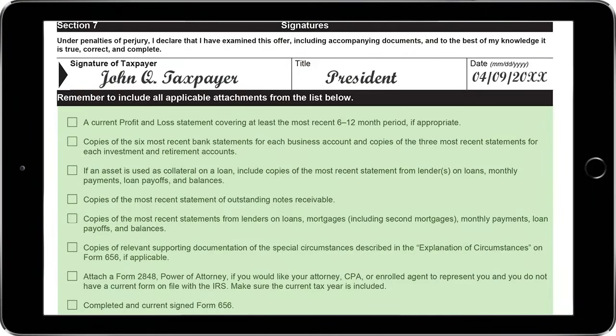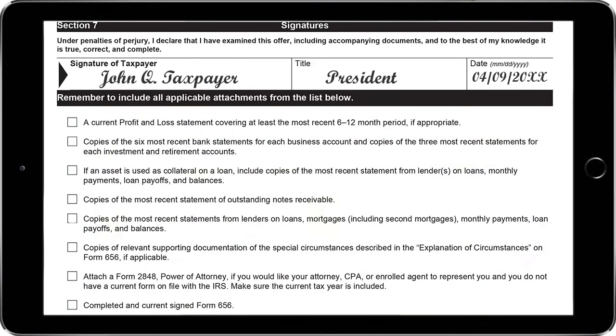Make sure you include all applicable attachments and signatures. Let's briefly go through them. A current profit and loss statement, covering at least the most recent 6 to 12 month period, if appropriate. Copies of the 6 most recent bank statements for each business account, and copies of the 3 most recent statements for each investment and retirement account.